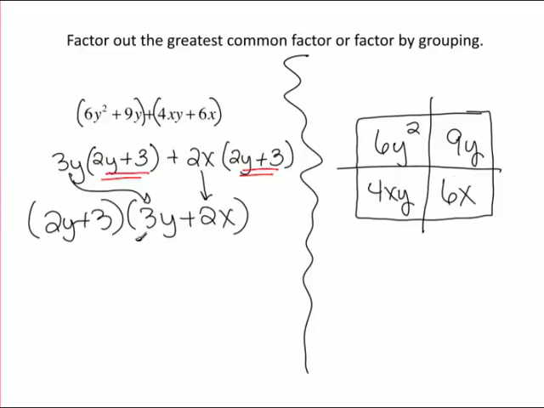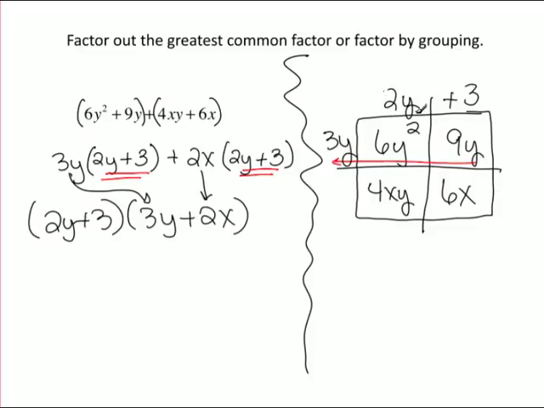Now, we're basically just organizing our work in a different way. If we look at the first two terms, we want to find the greatest common factor for the 6y squared and the 9y, and we're going to pull it out. They have a 3y in common, so we pull out a 3y. Then 3y times what gives you 6y squared? We need a 2y. 3 times 2 is 6, y times y is y squared. And then 3y times 3 gives you this 9y.